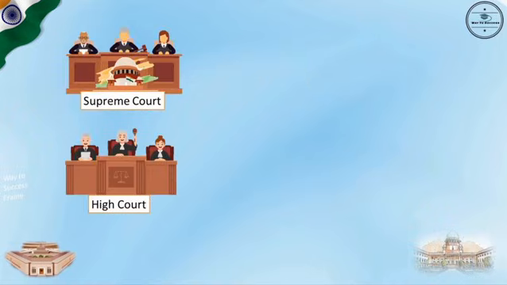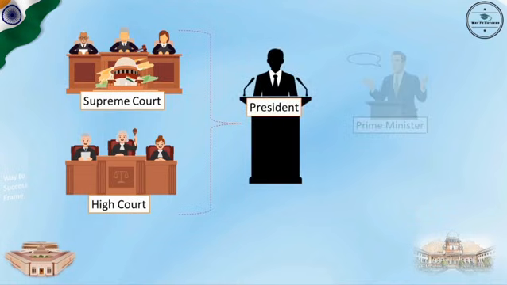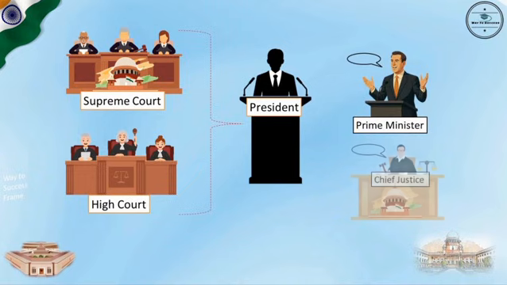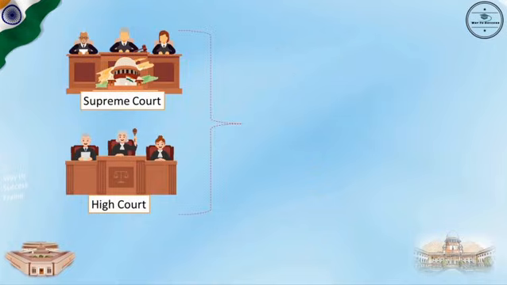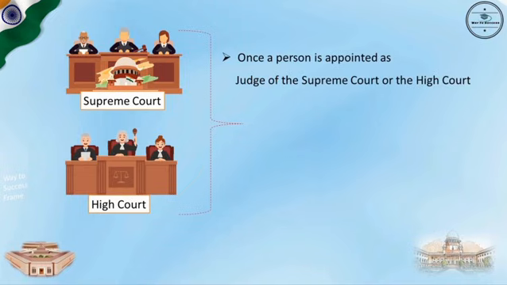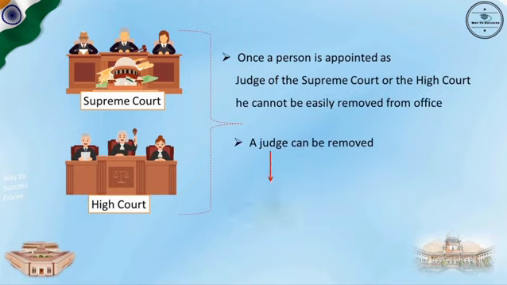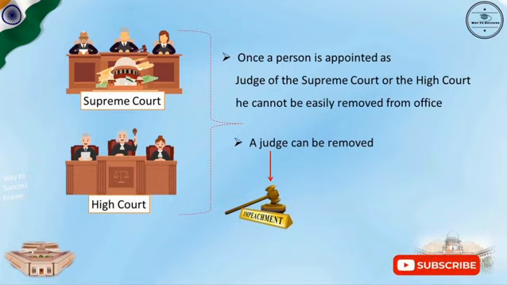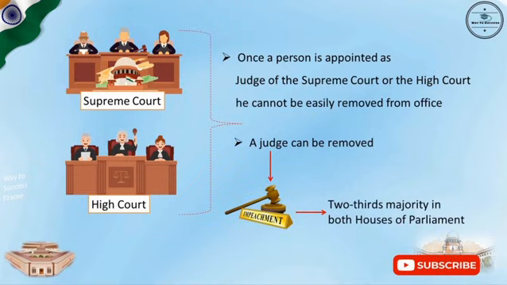The judges of the Supreme Court and the High Courts are appointed by the President on the advice of the Prime Minister and in consultation with the Chief Justice of the Supreme Court. Once a person is appointed as judge of the Supreme Court or the High Court, he cannot be easily removed from office. A judge can be removed only through impeachment, which requires two-thirds majority in both houses of Parliament.